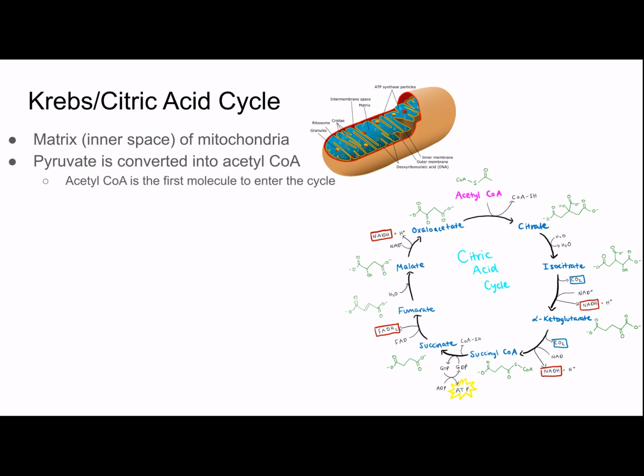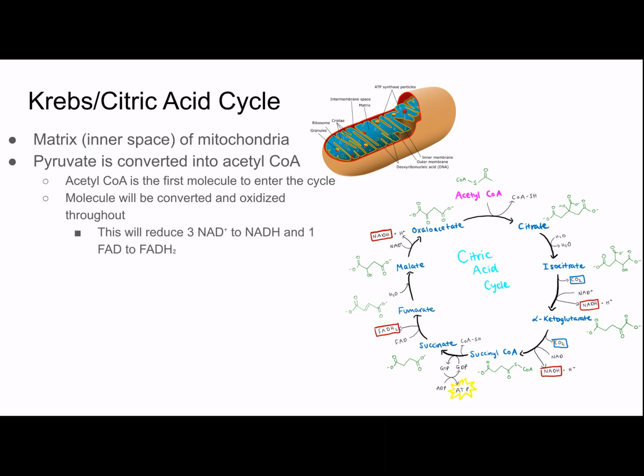Acetyl coenzyme A is the first molecule to enter the cycle. The molecule will be converted to many intermediate molecules and oxidized throughout. And this oxidation will lead to the reduction of 3 NAD+ molecules to NADHs and 1 FAD to FADH2. And these molecules are important because they will provide electrons during the electron transport chain, which is the next step of aerobic respiration. Carbon dioxide will be released.